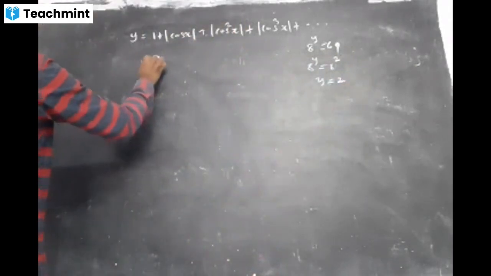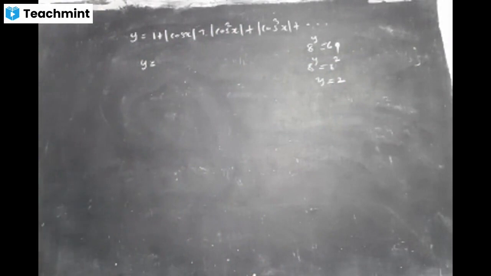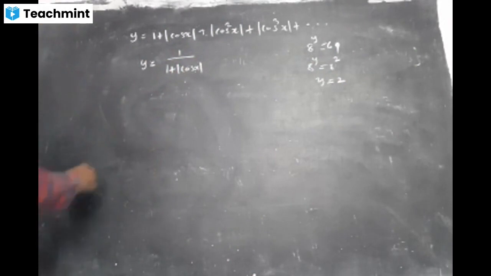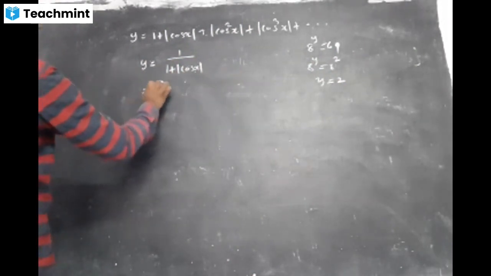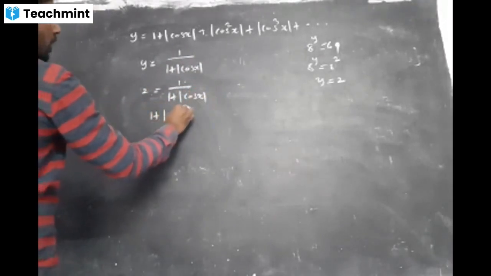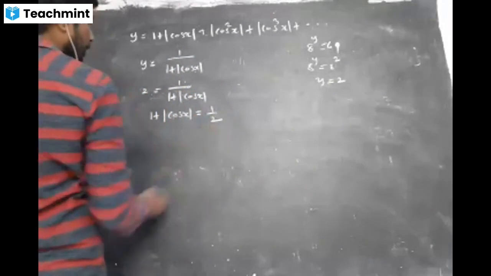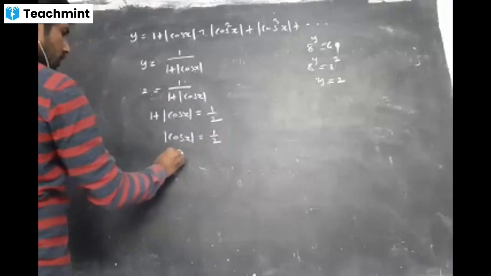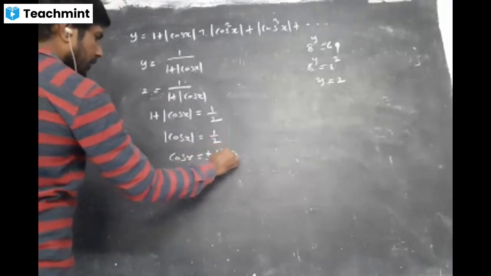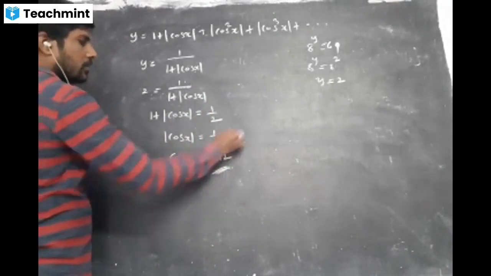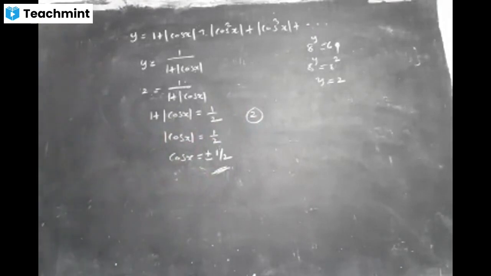Here y is a geometric progression, GP, with sum 1 by 1 minus mod cos x. So y is equal to 2, that is, 2 is equal to 1 by 1 plus mod cos x. So cross multiplication, 1 plus mod cos x is equal to 1 by 2. Mod cos x is equal to 1 by 2. So cos x is equal to plus or minus 1 by 2. So here, how many solutions? Plus or minus, so 2 solutions. The number of solutions is 2.